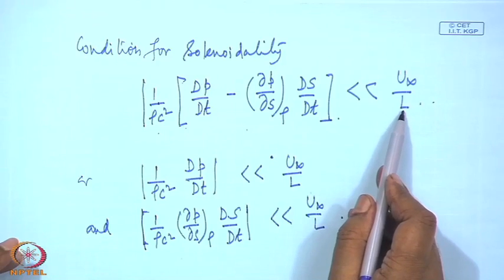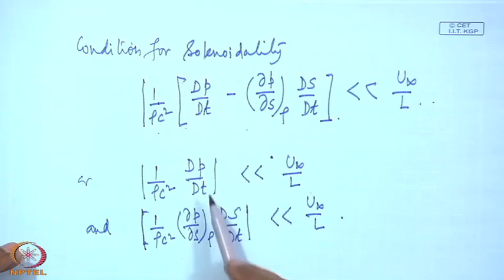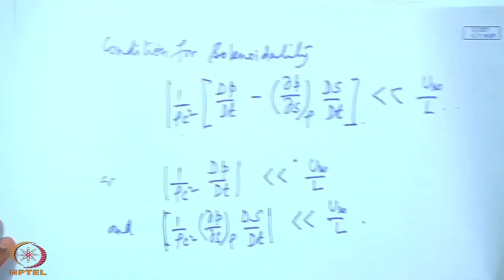This has to be less than u infinity by L, that implies that each of these individually must be less than this. So, what we stated so simply is that if the change in pressure is very small, then we can consider the change in density negligible.